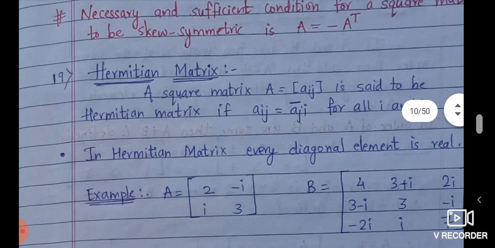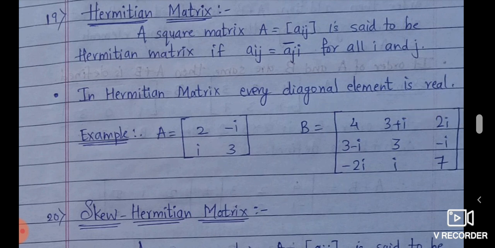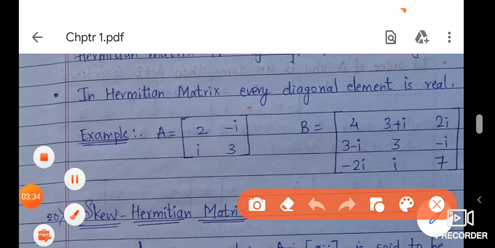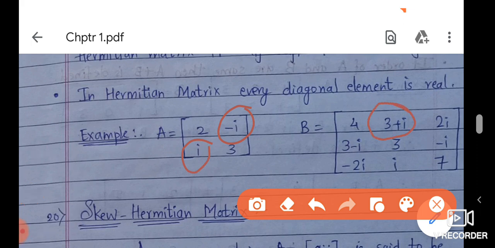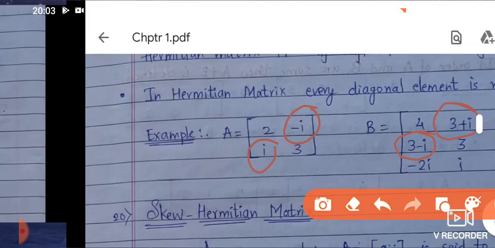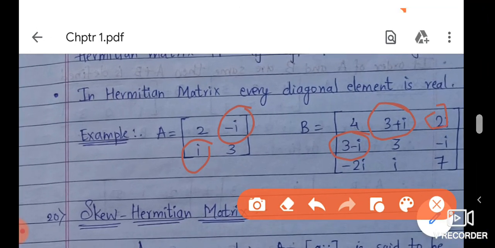Okay, next is the Hermitian matrix. In a Hermitian matrix, Aij is the same as Aji bar. Bar denotes conjugate. So if Aij equals the conjugate of Aji, then the matrix is a Hermitian matrix. Another thing is that every diagonal element of a Hermitian matrix is real. Now let us check. In the first example, here you have -i, and its conjugate is +i. Here the element is 3 plus i, and its conjugate is 3 minus i. Then 2i, whose conjugate is -2i. So the conjugates are present.